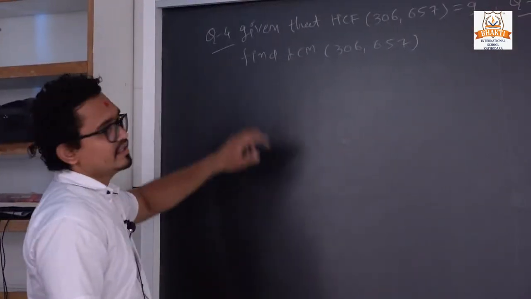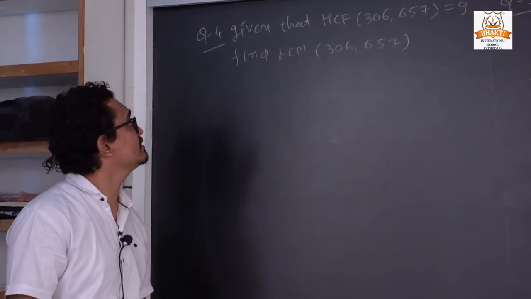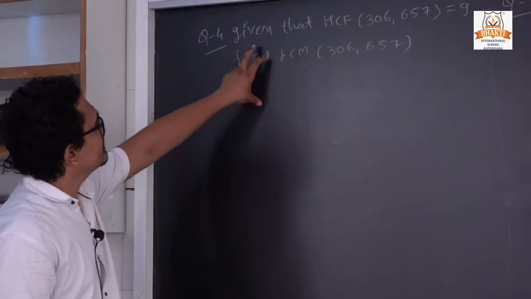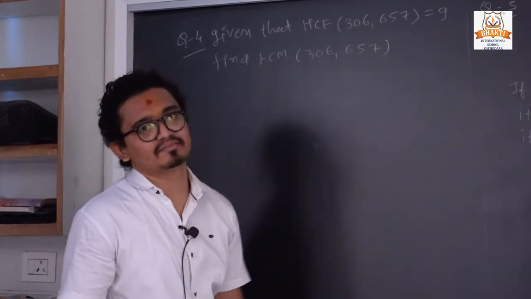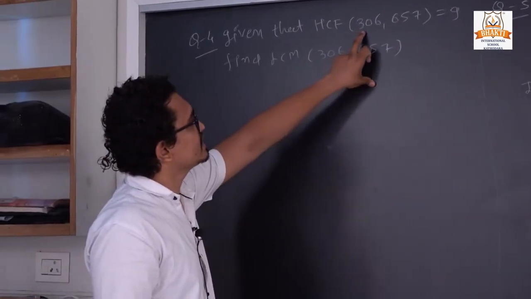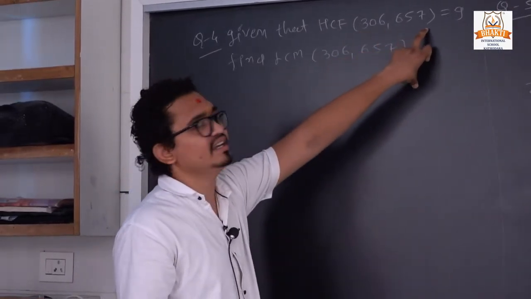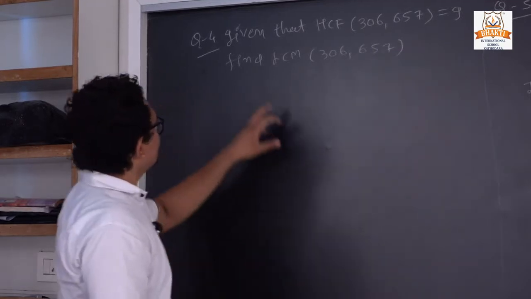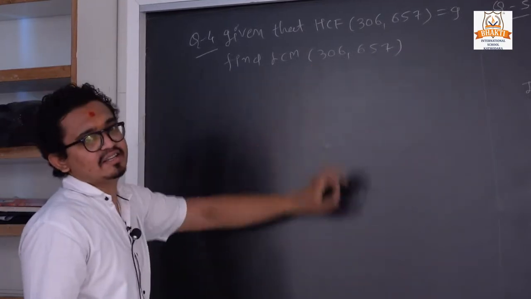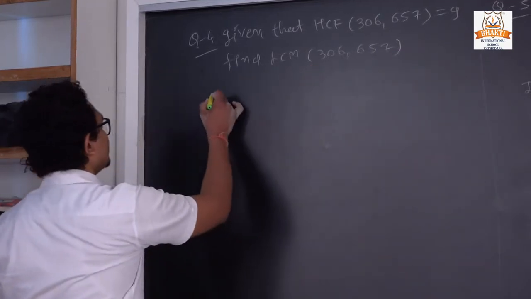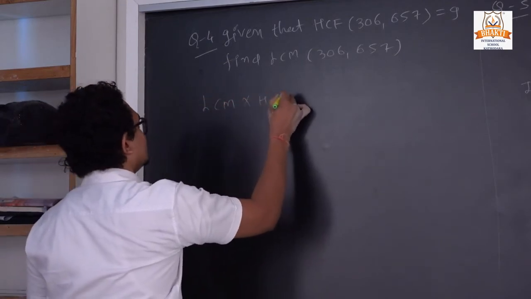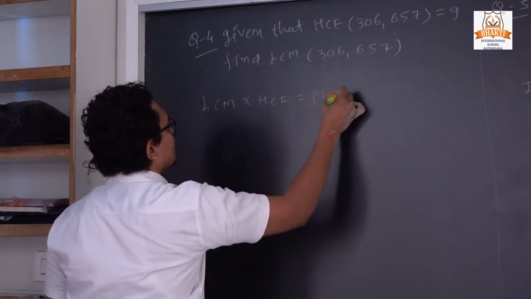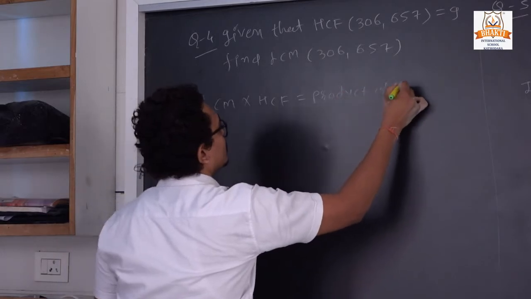Okay, so now question number 4 from exercise 1.2. So here they are saying that given that the HCF of these two numbers is 9. So here we have which two numbers? 306 and 657. So we need to find its LCM. So before that we have one formula like that, LCM into HCF is equal to product of two numbers.